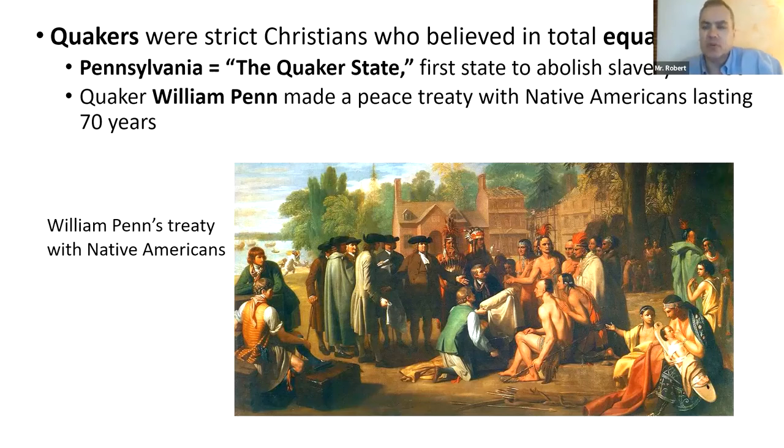Okay, so Pennsylvania is known as the Quaker State, and we get Quaker Oats in the breadbasket there.